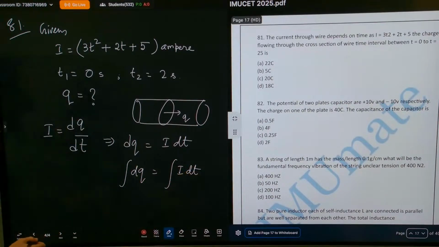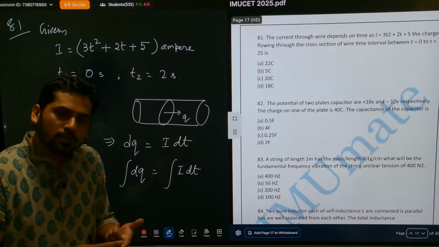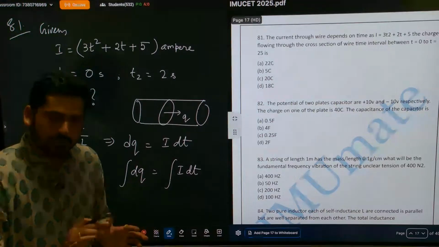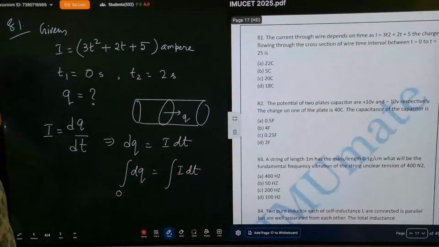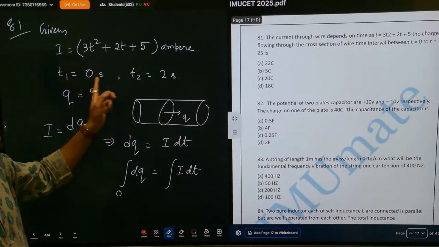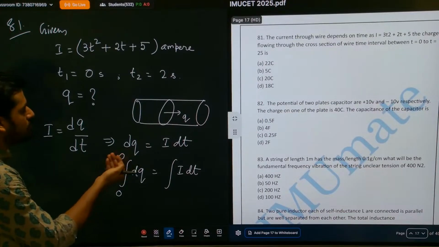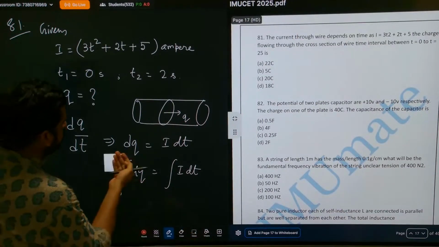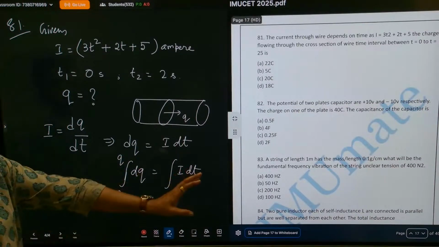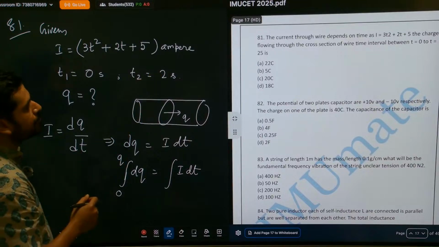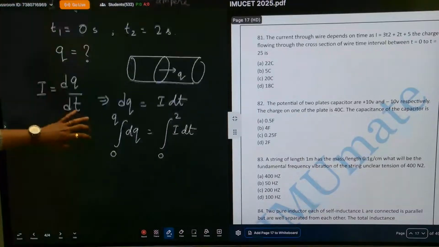Now look, when the time was 0, how to put the limit of an integration? When the time was 0, no charges had flown through the wire. So initially the amount of charge would be 0. Let's say after 2 seconds, q amount of charge has flown through the wire. Now what is the interval of time? 0 to 2. So now we will do the integration part and the answer will come easily.